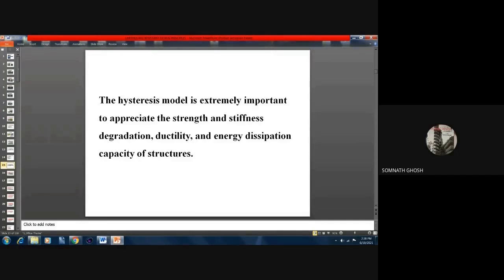The energy dissipation capacity of the structure. Whatever energy the loads, earthquake, wind, want to transfer onto the structure, it should be able to carry that amount of energy. It should not be disturbed. So that energy transfer part is also very, very important.